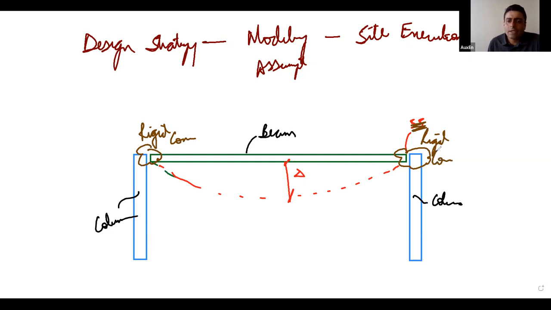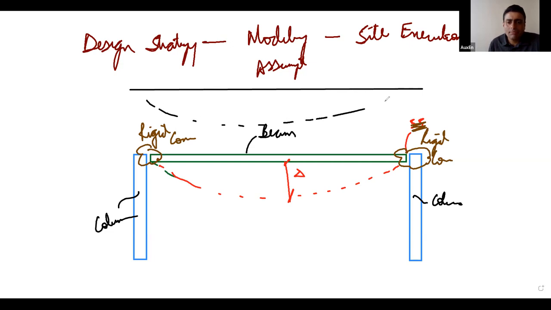So when we provide a rigid connection, what happens? The earlier deflection pattern that we were getting of a simply supported beam now changes to a rigidly connected beam. Are you all understanding? So the deflection naturally will go down.